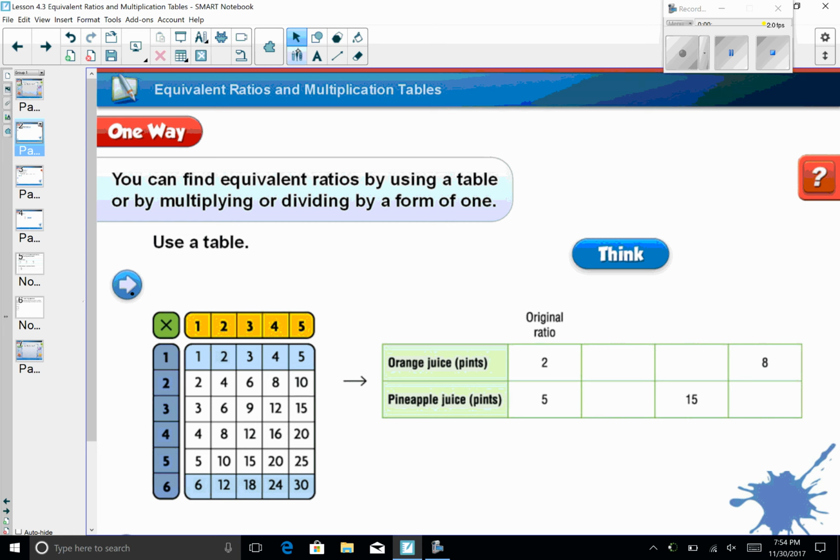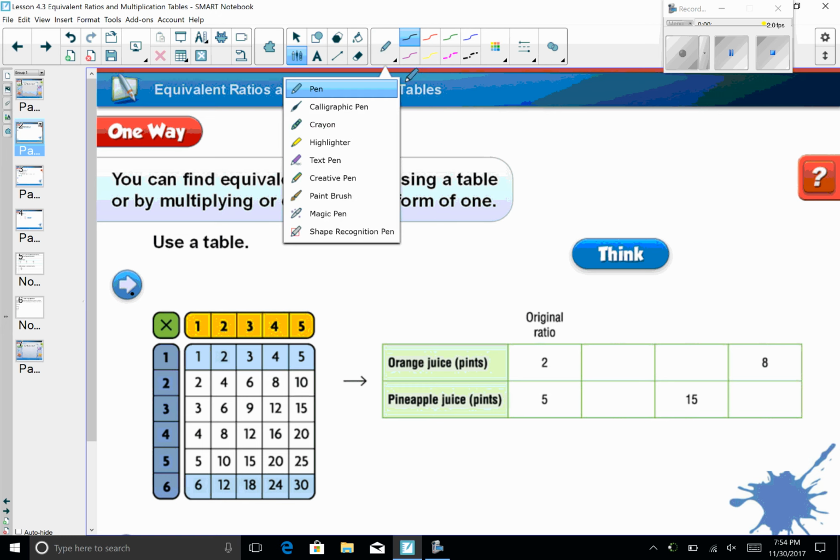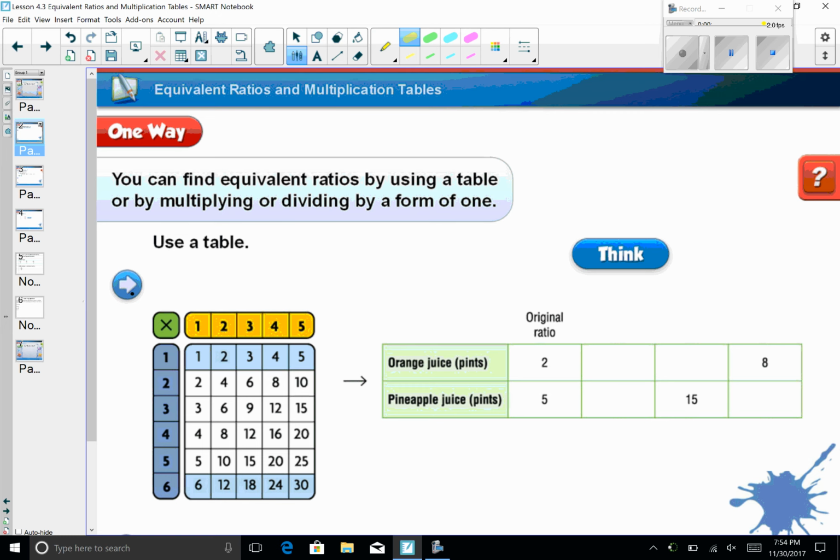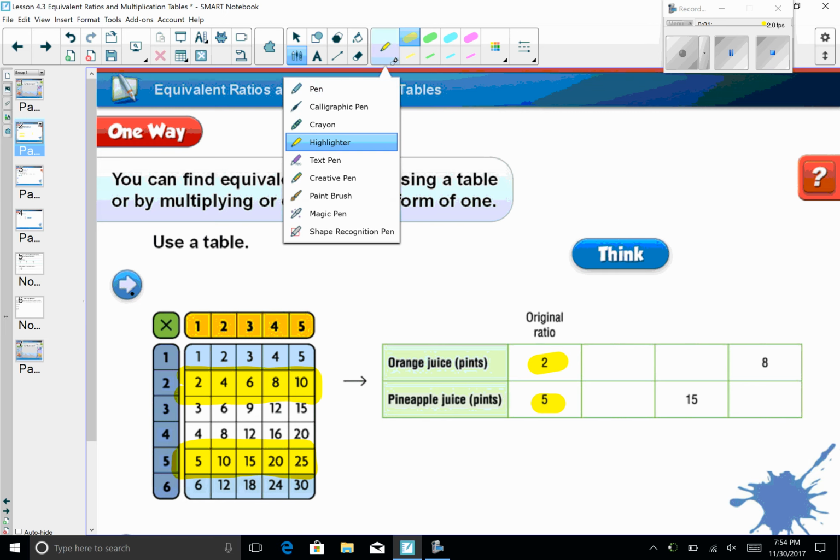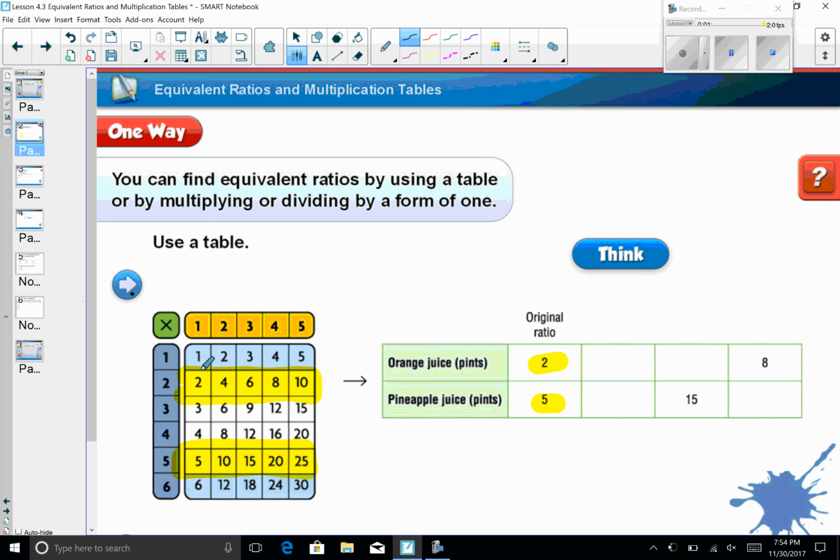What you're going to do when you have a table is highlight or circle the numbers that are given in the original ratio. In this case, I'm talking about 2 for orange juice, so I'm going to highlight the whole 2 column. And since I'm talking about 5 for pineapple juice, I'm going to highlight all of the 5s. And you can see that our first ratio that was given, the original, is right here, 2 to 5.